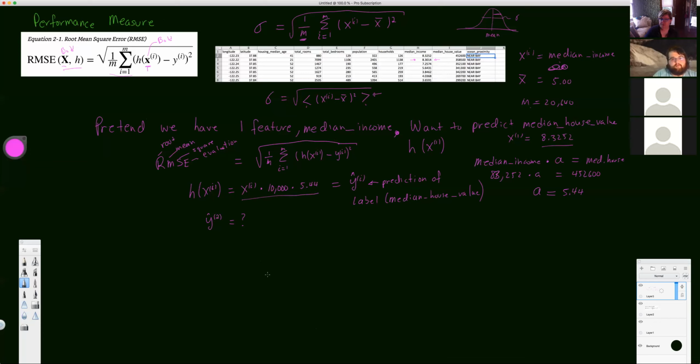Would X_i be the median income that we insert right there to multiply by 10,000? Yeah. So if I were going to write this as a formula, I'd put X2, the median income, and then times 10,000 times 5.44. And what do you get? I got $451,596.16.